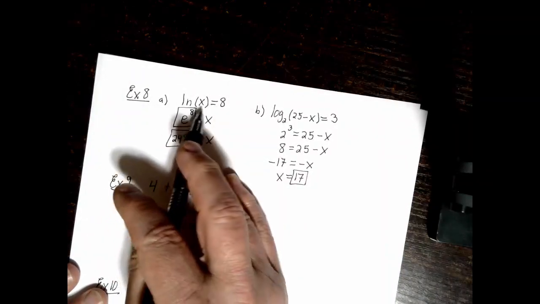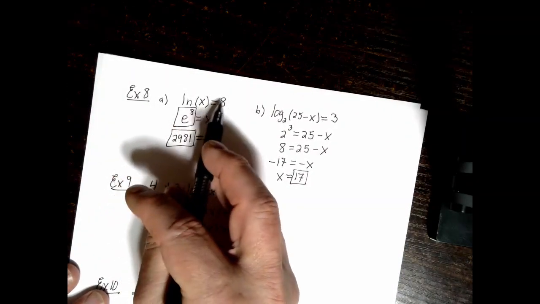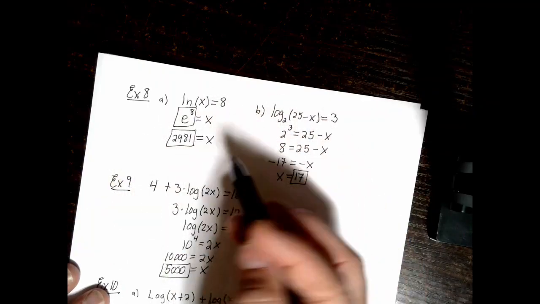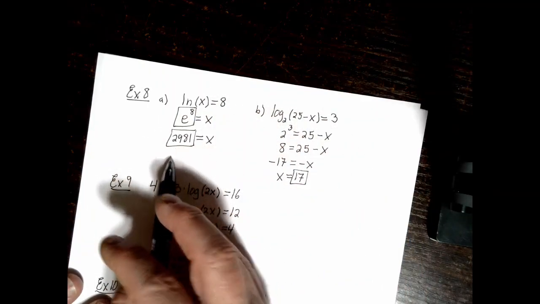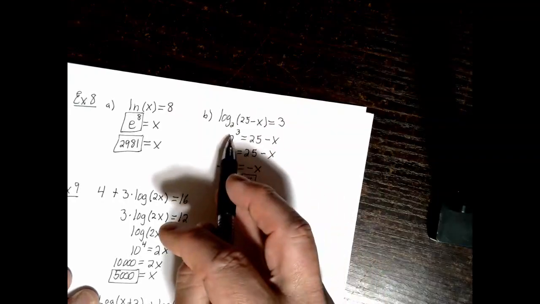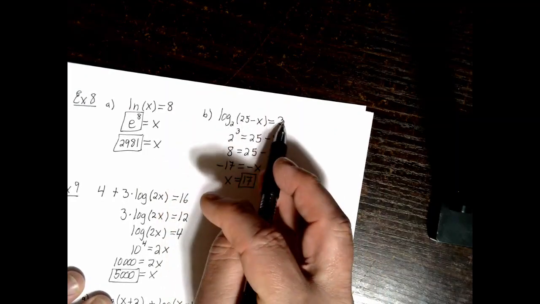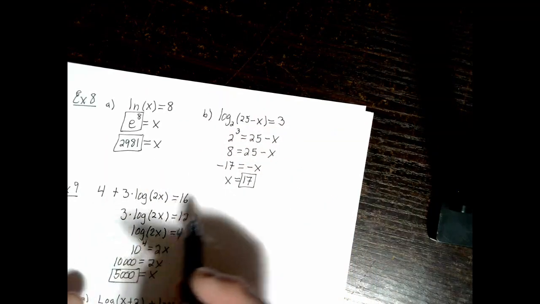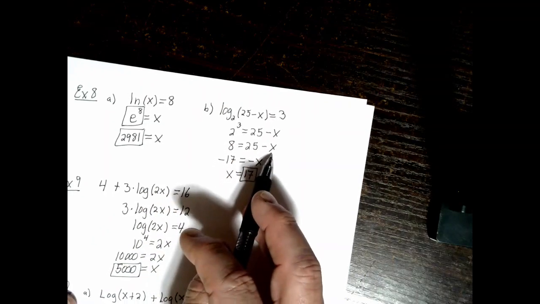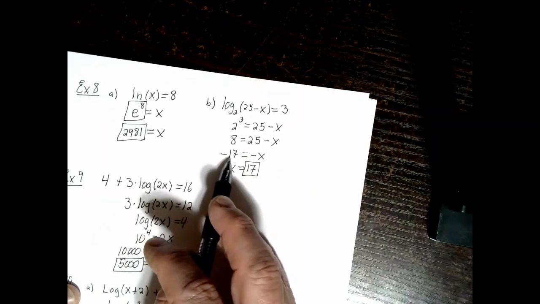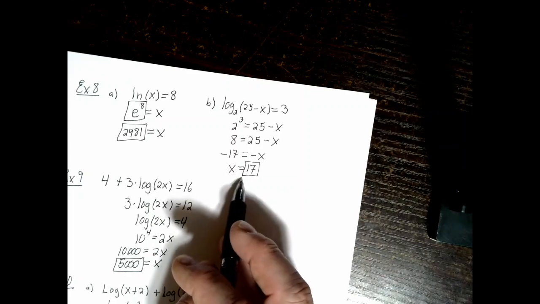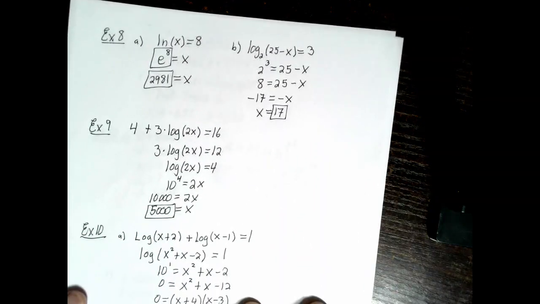Number 8, ln of x equals 8, so that means e to the 8 equals x. And you get your answer, which is approximately that. And this one you can use rule 1 again. 2 to the 3 equals 25 minus x, so that's 8 equals 25 minus x. Subtract 25, multiply by negative 1, you get your answer.